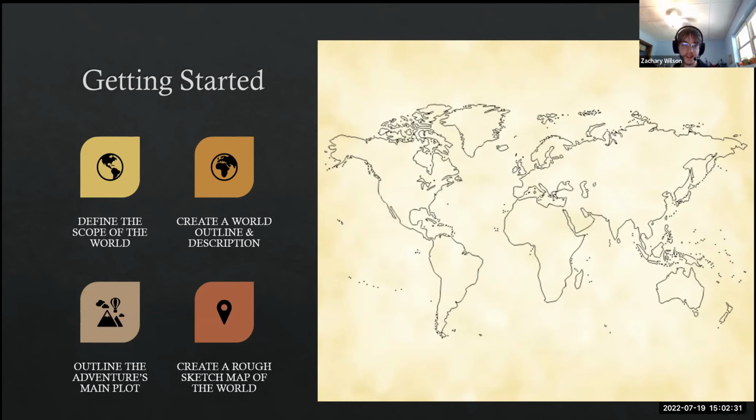And the last thing that I always try to do, or at least have always tried to do for this project, is create a rough sketch of the map of the world, just so I have a visual layout of everything and can use that later to create a more in-depth map that will be used by both the players and whoever's running the game itself.